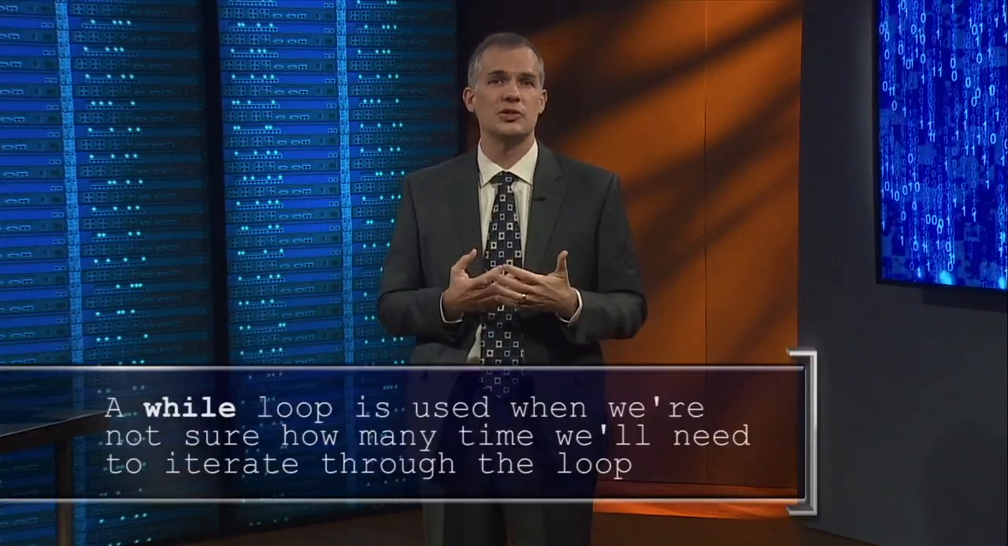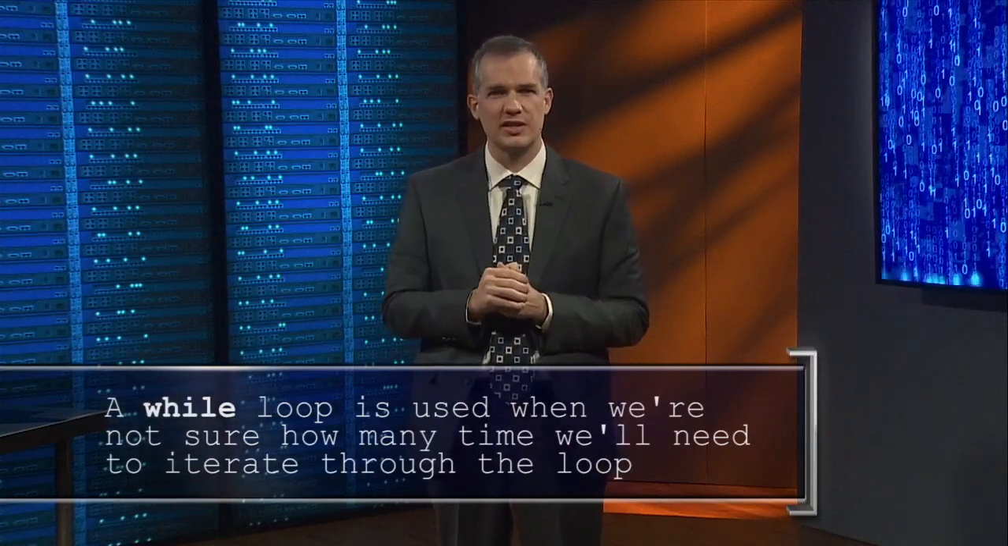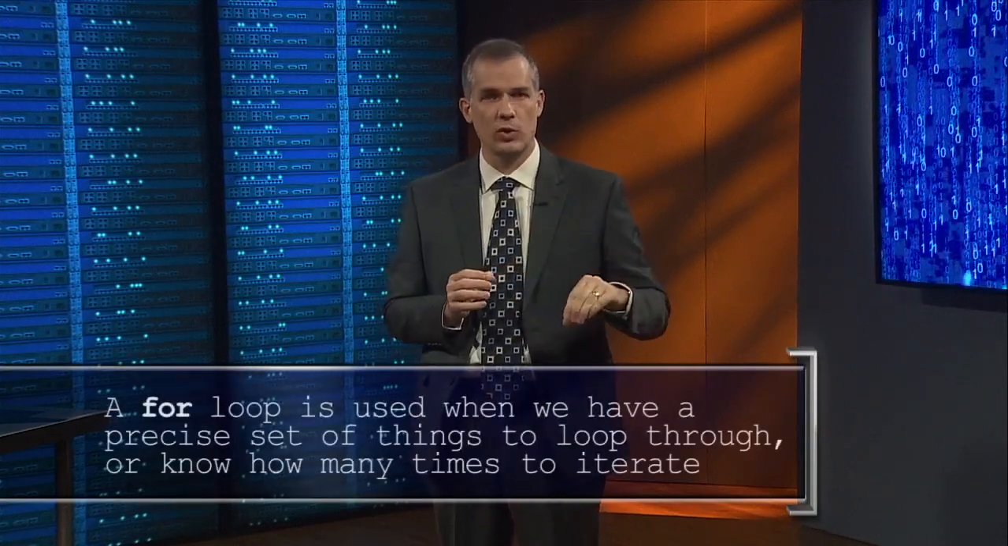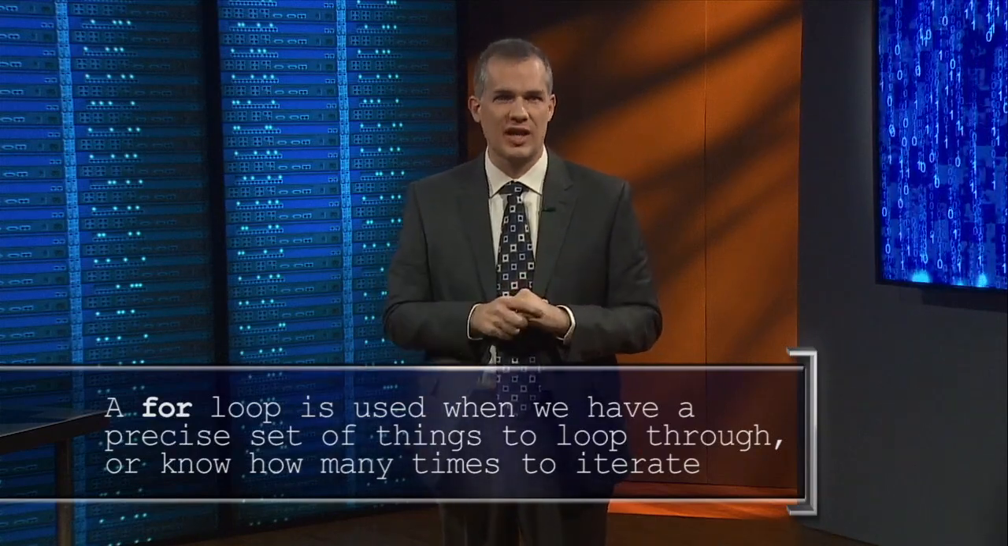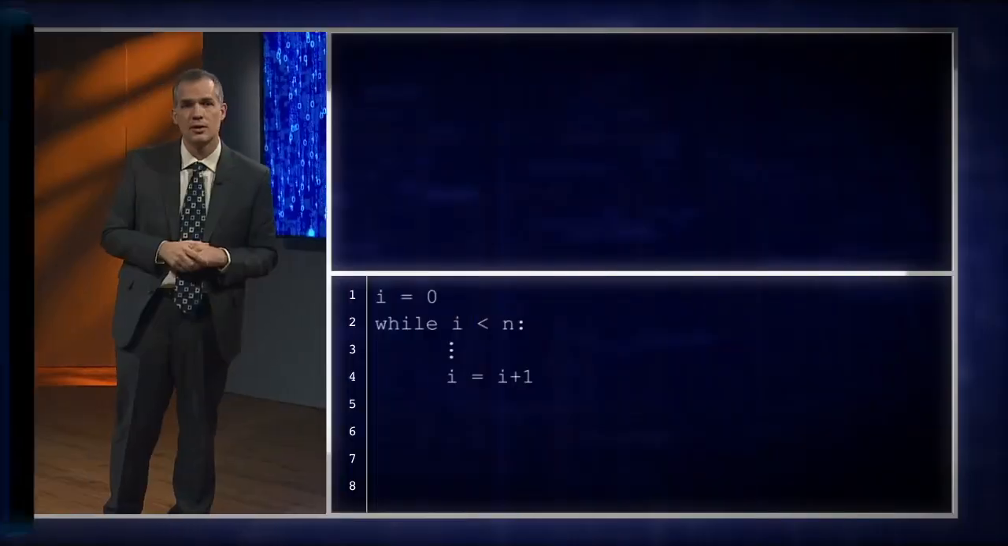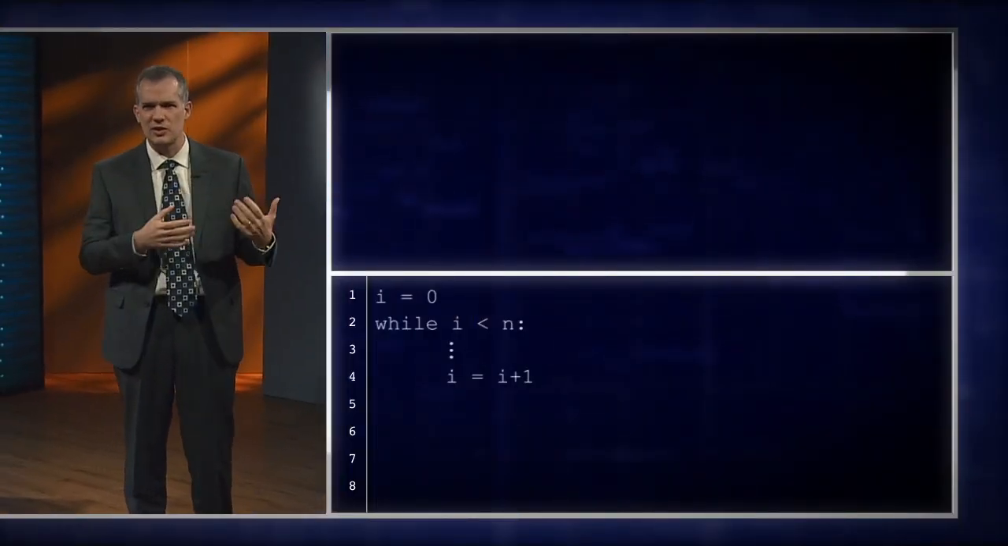A while loop is used when we're not sure how many times we're going to need to iterate through the loop. A for loop is used when we have a precise set of things to loop through, or we know exactly how many times we want to iterate. We've just been looking at loops like the one you see here.